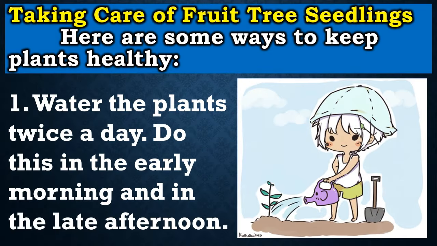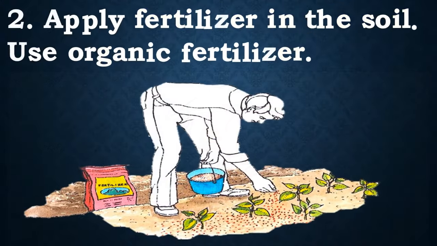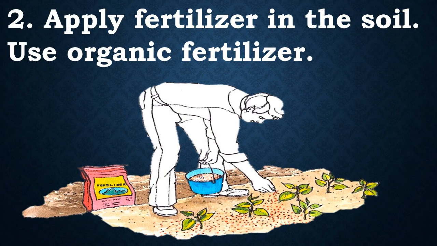Taking care of fruit tree seedlings. Here are some ways to keep plants healthy. 1. Water the plants twice a day. Do this in the early morning and in the late afternoon. 2. Apply fertilizer in the soil. Use organic fertilizer.